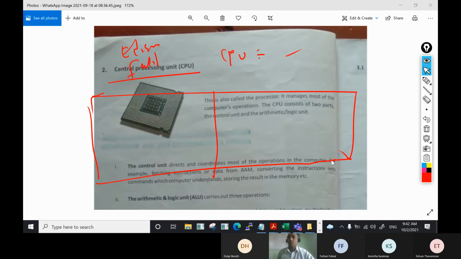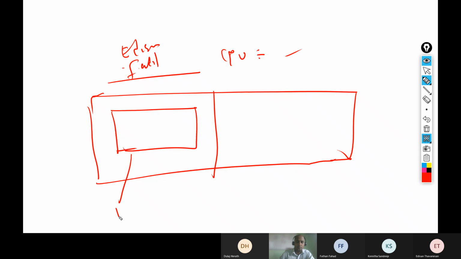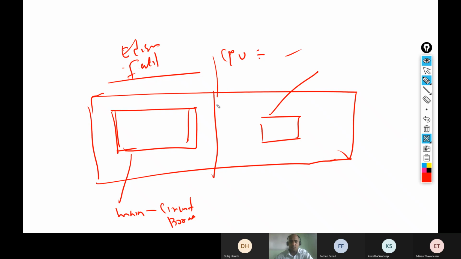All right. So Fadil and Edison, I said that the motherboard is something else. It's the main circuit board. Even though we are fixing the CPU in the main circuit board, the motherboard is totally different, right? The CPU is the brain of the computer. It does not belong to the motherboard at all. The CPU is the brain of the computer, right? It's the chip. Anyway, the slot is here, definitely.